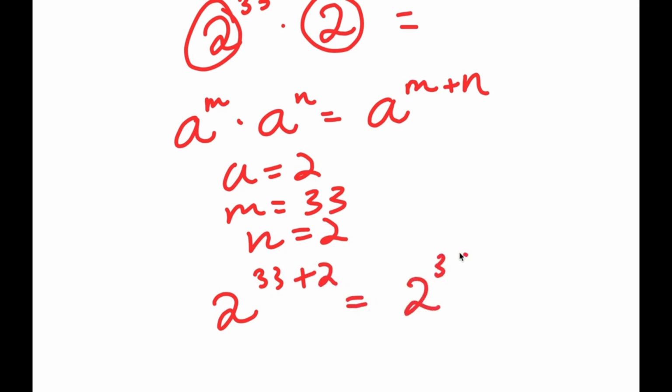So this is my final answer, and I actually can't simplify this anymore because 2 to the power of 35 is a crazy big number. So this is my final answer.